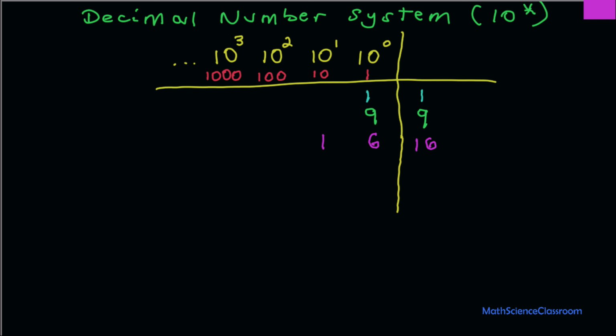The next value we will try and encode is 207. So in the ones place we have 7. In the tens place we have 0. And then in the 100s place we have 2.